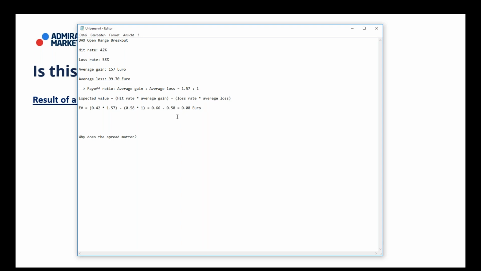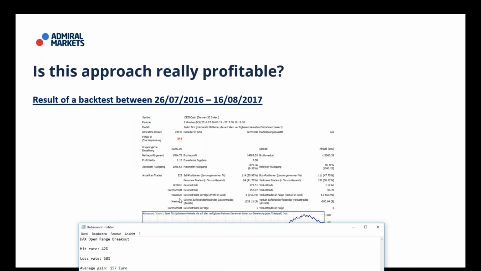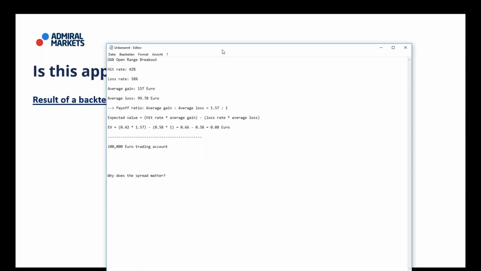So now, and this is something I want to do here, let's assume we're capable of stabilizing those parameters around the hit rate, around the payoff ratio, and stabilize this expected value of 8 cents. Now let's assume the following. Let's assume 100,000 euro, which is our trading account. So if we now, as you can see here in this backtest result, have 225 trades per year.